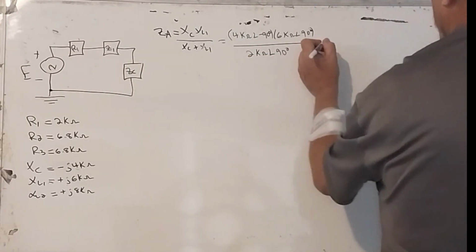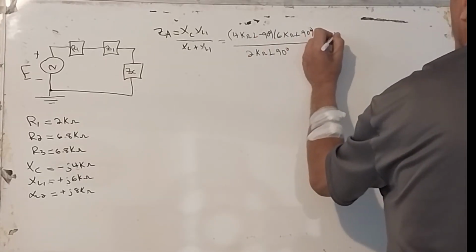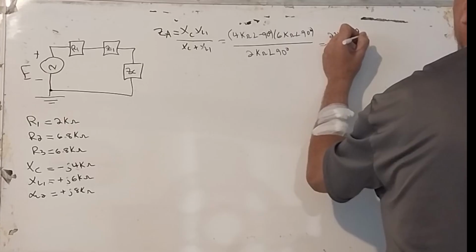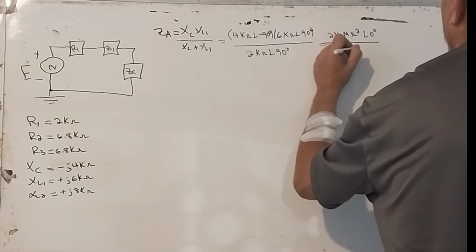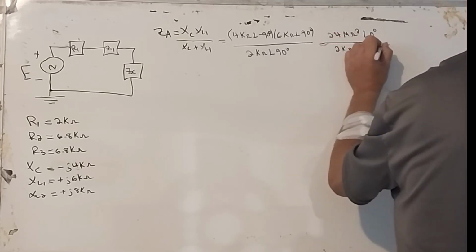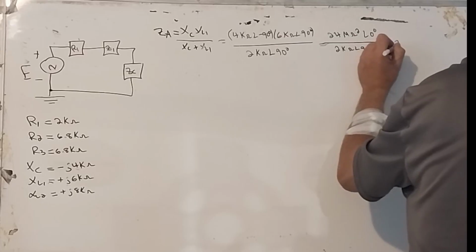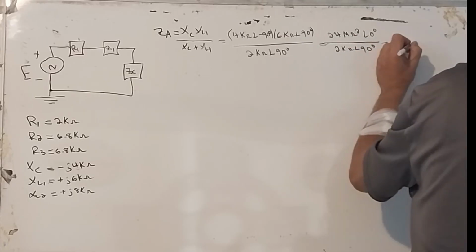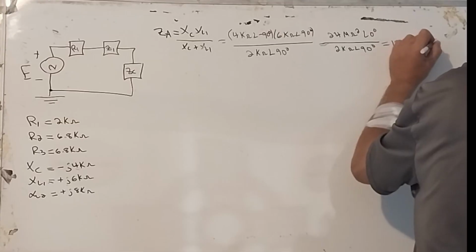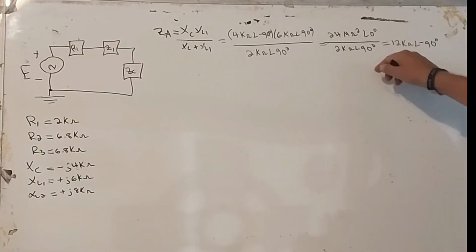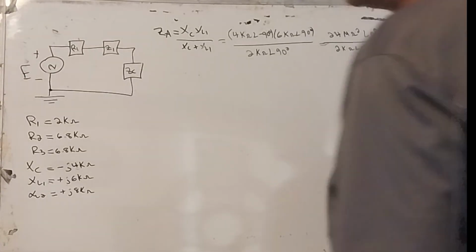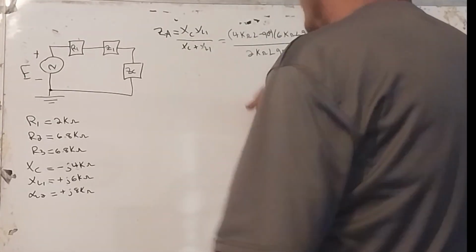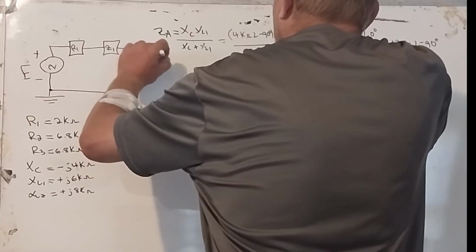And then we can simplify the math here. That's 24 mega ohms squared at an angle of 0 degrees, and we're dividing it by the 2K ohms at an angle of 90 degrees. This becomes 12K ohms at an angle of negative 90 degrees because we're subtracting 90 from 0. 0 minus 90 is negative 90. So that gives us our Z of A.